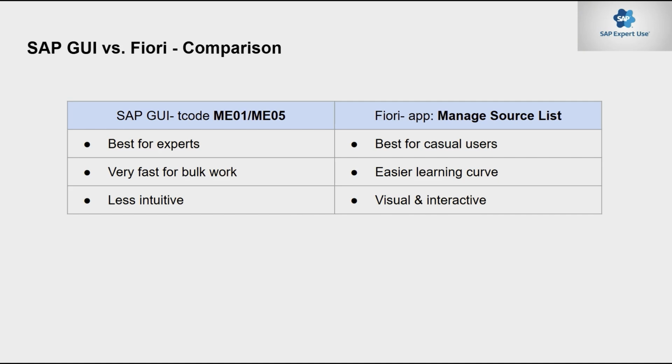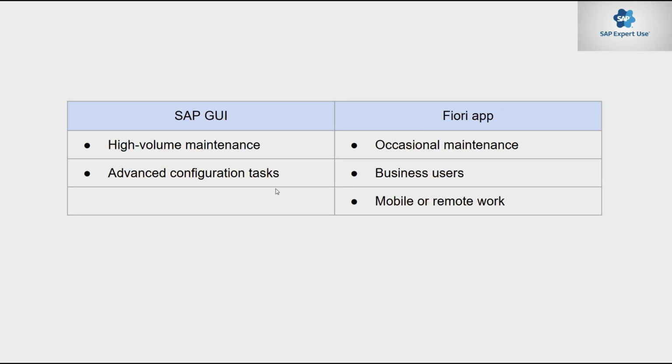Bottom line, if you're a seasoned SAP consultant doing bulk work, GUI is faster. If you're training end users or working in a modern S4 HANA environment, Fiori is the way to go. The other question would be when to use which. A straightforward answer would be that you can use SAP GUI when you need to maintain many records quickly or perform advanced tasks, but you can use Fiori when usability, accessibility, or mobility is important. Fair to be said, in modern S4HANA environments, many companies encourage Fiori for everyday operations.